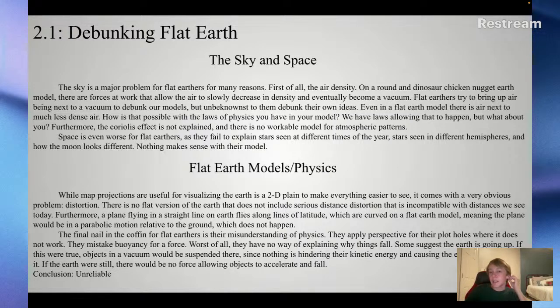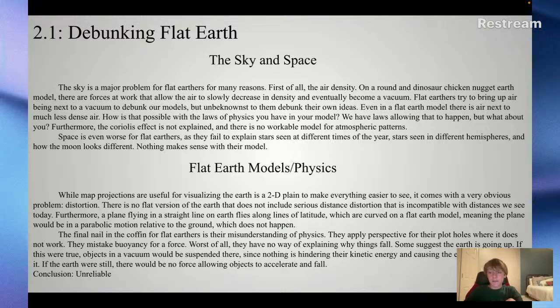Section 2.1, debunking flat Earth. Number 1, the sky and space. The sky is a major problem for flat earthers for many reasons. First of all, the air density. On a round and dinosaur chicken nugget Earth model, there are forces at work that allow the air to slowly decrease in density as you ascend and eventually become a vacuum.